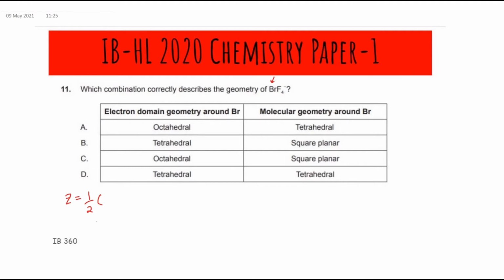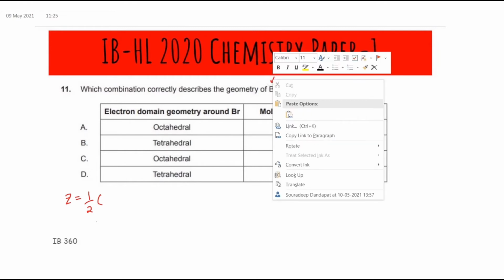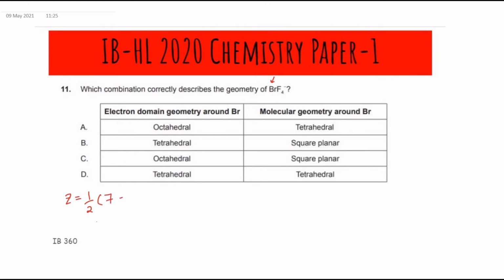And we know that bromine, as it's a halogen, has 7 valence electrons. So 7. Now we would add any negative charge present on this compound, and we have a -1 charge. We would subtract any positive charge in this compound, and there is no positive charge here. And finally, we would add all the monovalent atoms attached to the central atom. Here we can see that we have 4 fluorine atoms attached to the central atom, so it would be +4. So here we get the answer as 6. Z equals 6 means we would have sp3d2 hybridization.